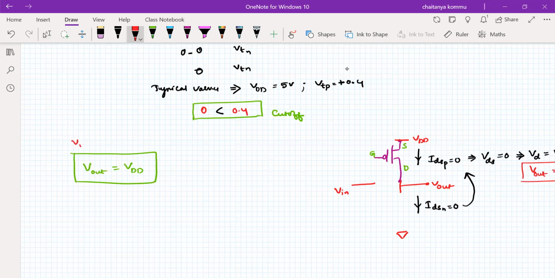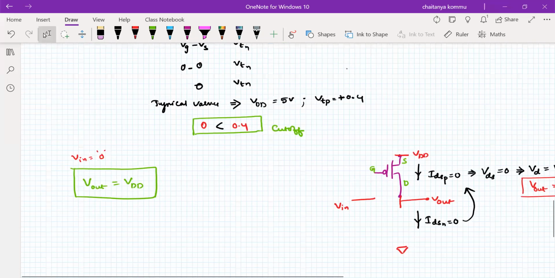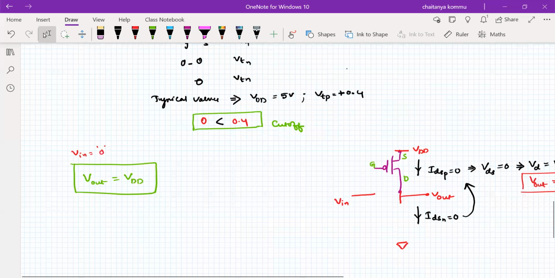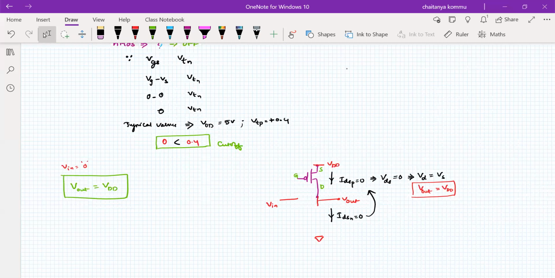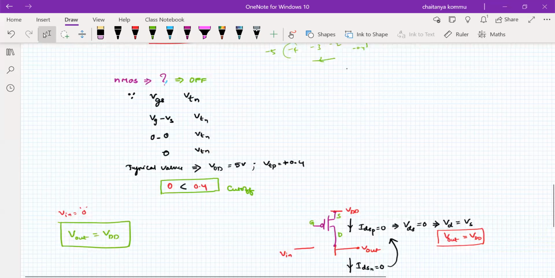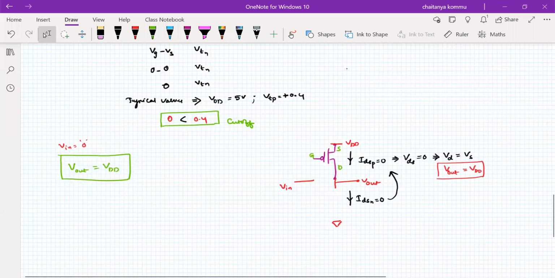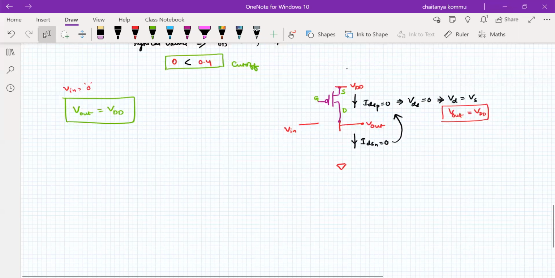Is it clear to all of you? When Vin is equal to logic 0, we got VDD. Are you agreed? Do you agree with this? Yes. Yeah. Now, the second point.